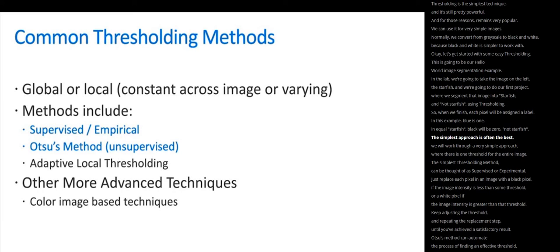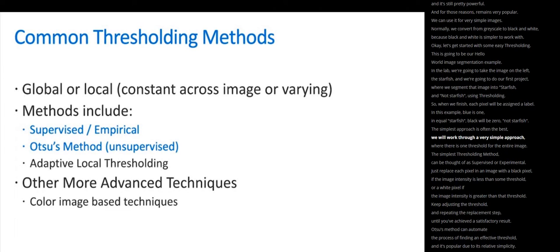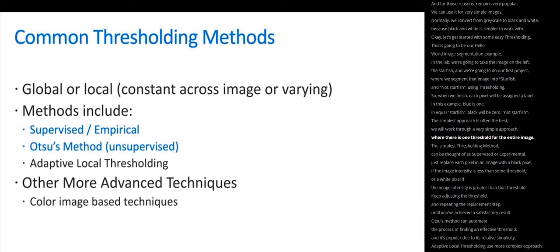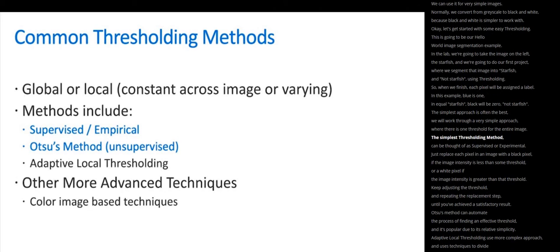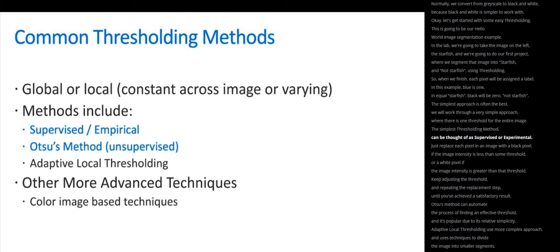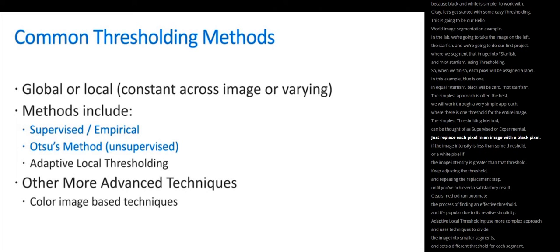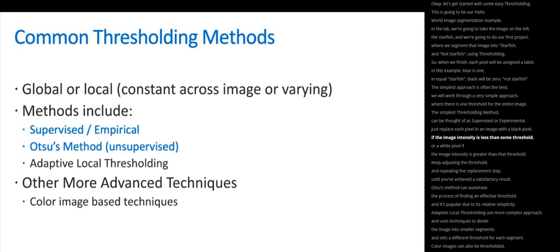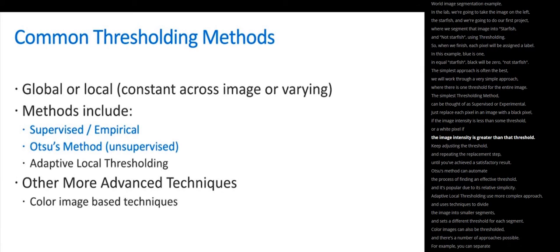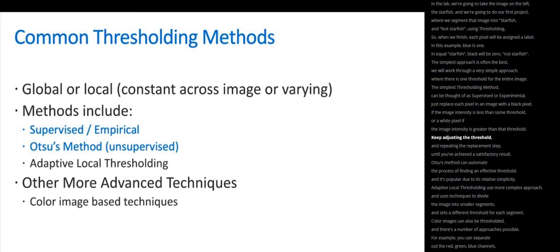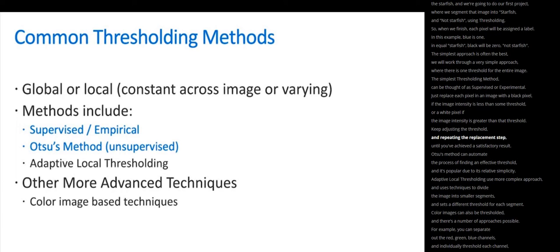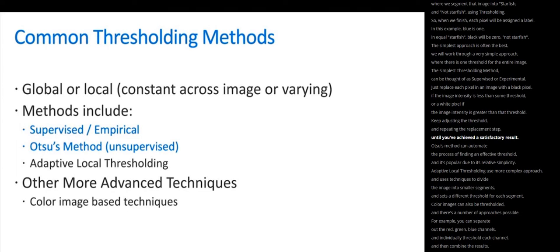The simplest approach is often the best, and we will work through a very simple approach where there is one threshold for the entire image. The simplest thresholding method can be thought of as supervised or experimental. Just replace each pixel in an image with a black pixel if the image intensity is less than some threshold, or a white pixel if the image intensity is greater than that threshold. Keep adjusting the threshold and repeating the replacement step until you've achieved a satisfactory result.